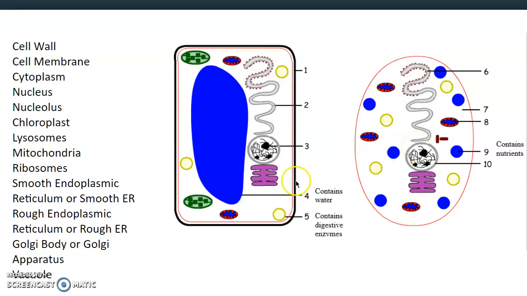Some of the things that aren't labeled with a number are our Golgi apparatus right here and right here, and our chloroplasts. And then the last one that they forgot was a cell membrane on the very far outside. So those are our 13 parts, 13 important organelles to learn.